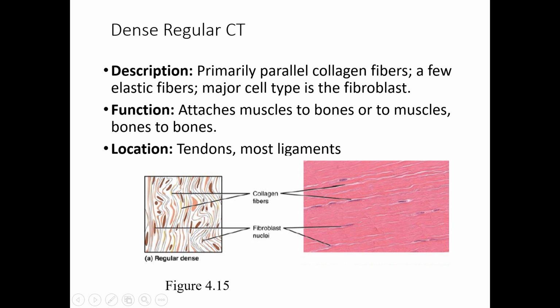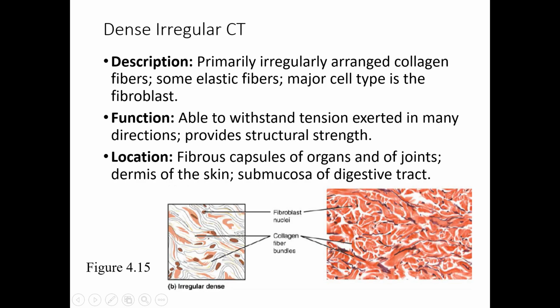Function: tendons and ligaments are made of this type of tissue, that's the location, and they attach muscles to bones, those would be tendons, and bones to bones, those would be ligaments.